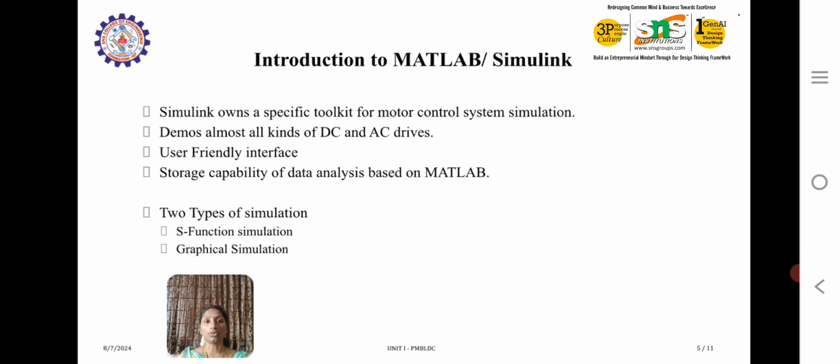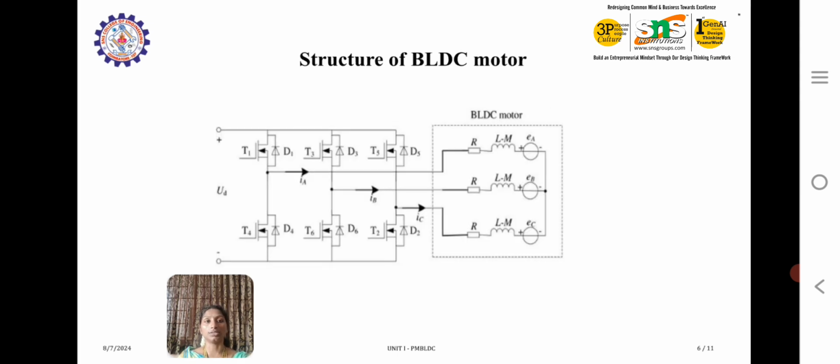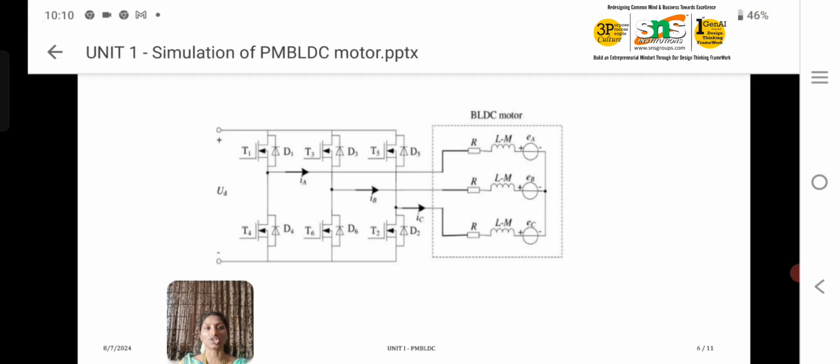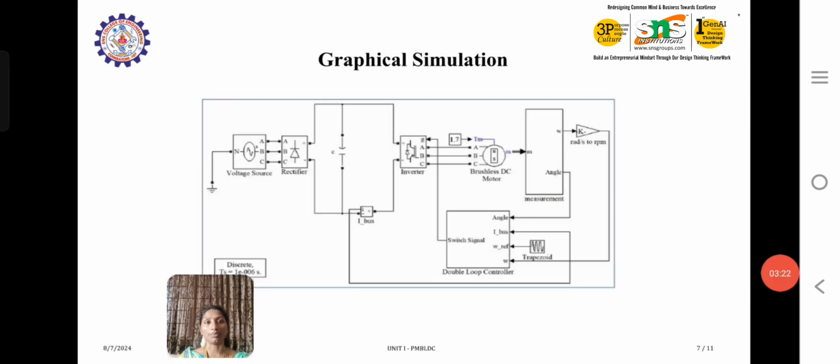So this is the structure of the PMBLDC motor. We have an inverter, a drive circuit to drive the motor. This RLM represents the BLDC motor, and for the transistor switches, we use 6 transistor switches along with the freewheeling diodes, and we have given a supply. So this is the basic structure of the BLDC motor.